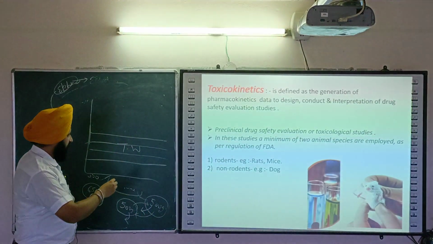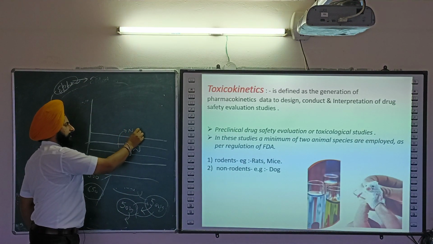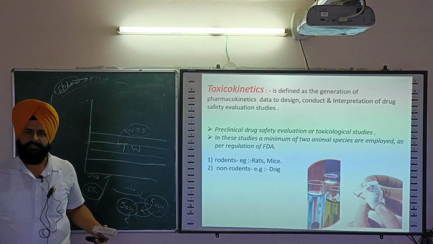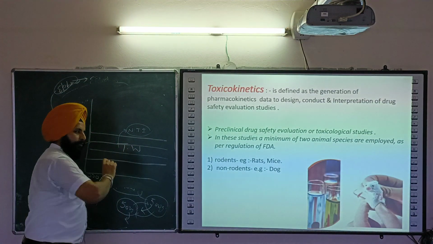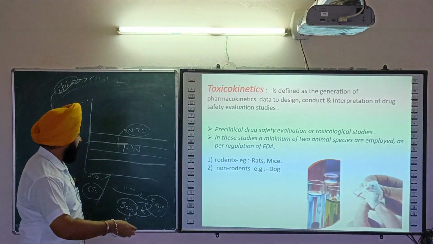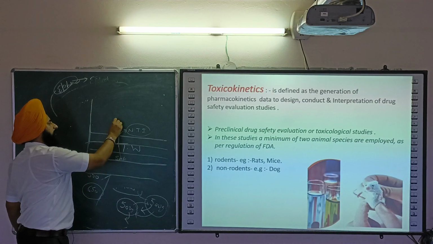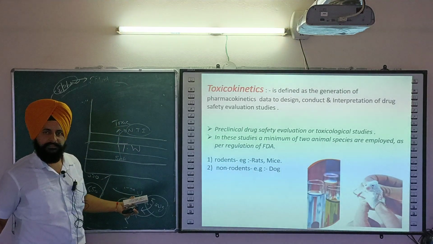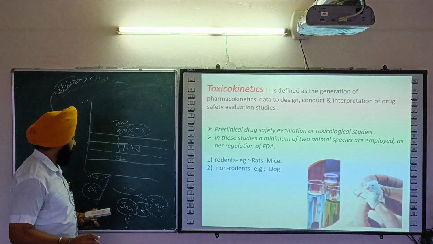So mostly you read that these are called narrow therapeutic index drugs. They are called narrow therapeutic index drugs because their window is narrow and they can immediately go from the safe dose to the toxic dose. This is called the therapeutic index, nothing else. It is a very simple example I have discussed with you.